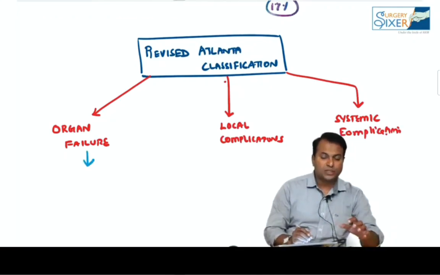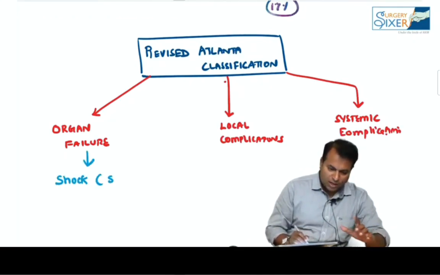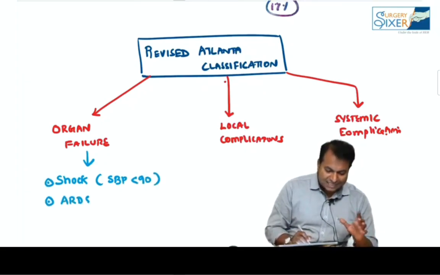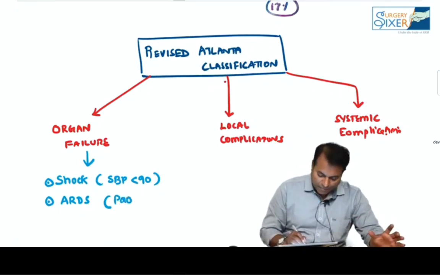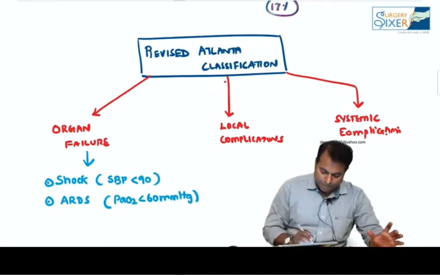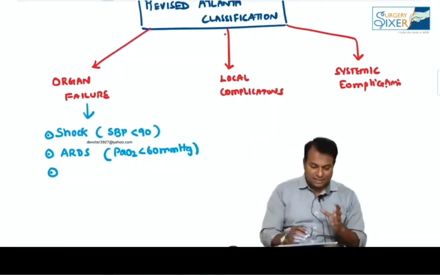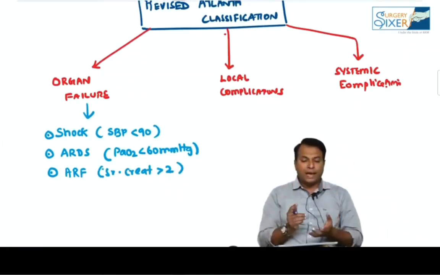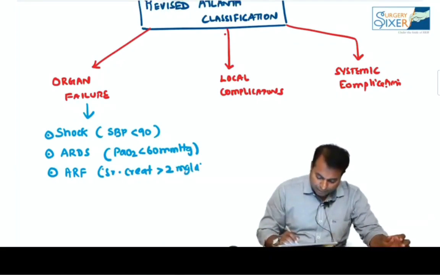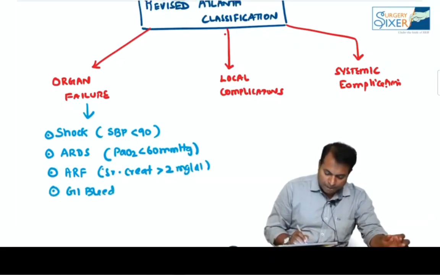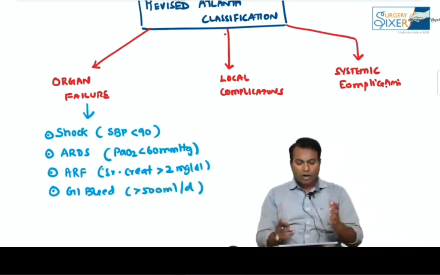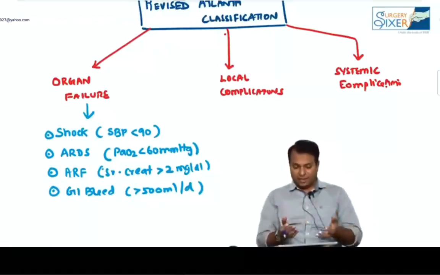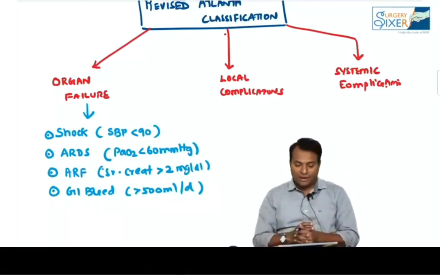So what are the organ failures you will look for? You should look for shock. Shock is defined by a systolic blood pressure less than 90. Acute respiratory distress syndrome, ARDS or pulmonary insufficiency, is defined by PaO2 less than 60 millimeters of mercury. Or look for acute renal failure, in which serum creatinine will be more than 2 milligrams per deciliter. Another thing you will look for is GI bleeding, more than 500 ml per day. So organ failure of the heart is BP less than 90, lungs is PaO2 less than 60, acute renal failure is serum creatinine more than 2 milligrams per deciliter, and GI bleed is more than 500 ml per day.